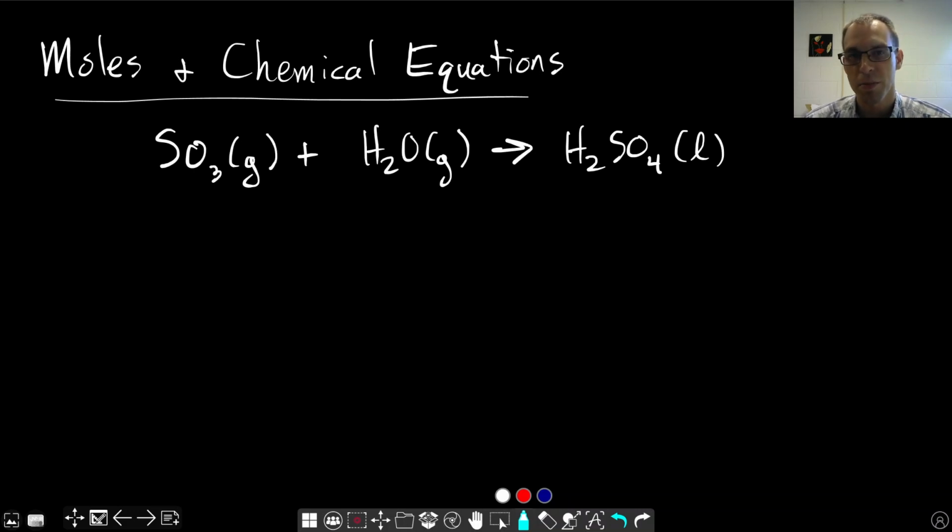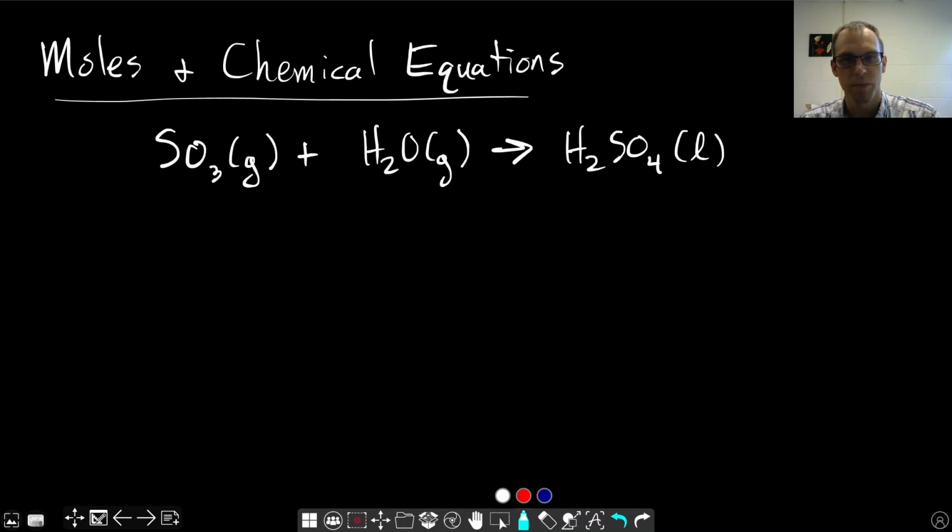One last thing I want to mention before we move on, and sort of as we move on into thinking about chemical equations, is that the idea of a mole is very useful in thinking about chemical equations. So chemical equations look something like this.